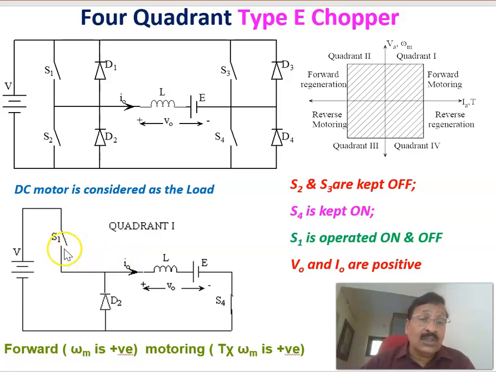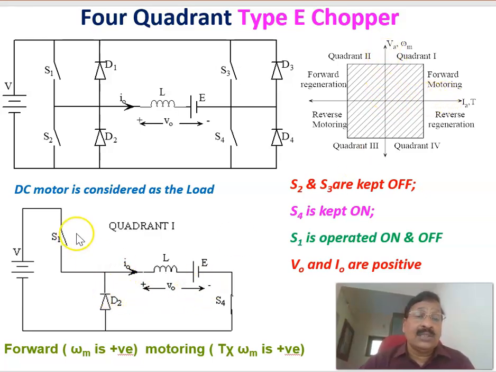Now, when the switch is on, across the load you get a positive voltage because V is connected here. Therefore, we get an average positive voltage. When the switch is off, because of the energy stored in the inductor, a current is driven in the same direction through the diode, but the voltage is equal to 0. So when the switch is on, the voltage is plus V, and when the switch is off, the voltage is 0. If you take the average voltage, it will always be positive. That is why it is working in the first quadrant.